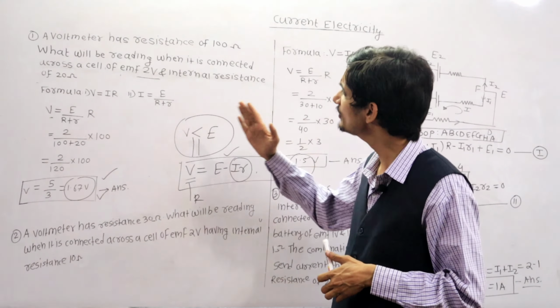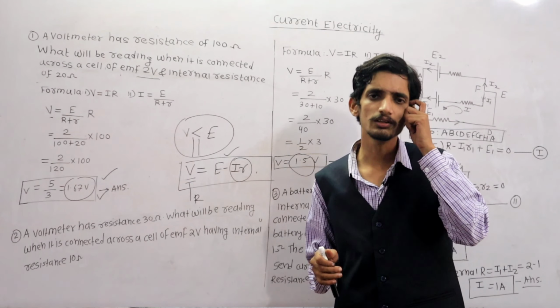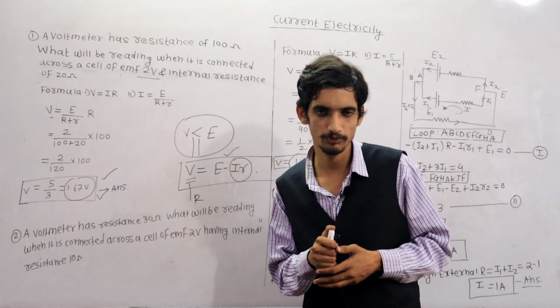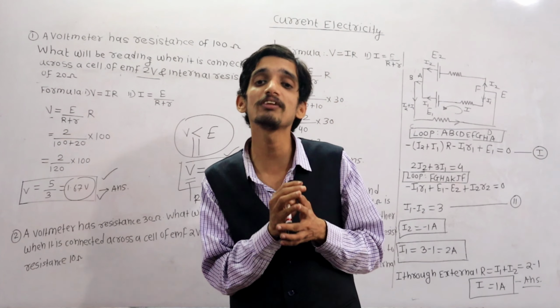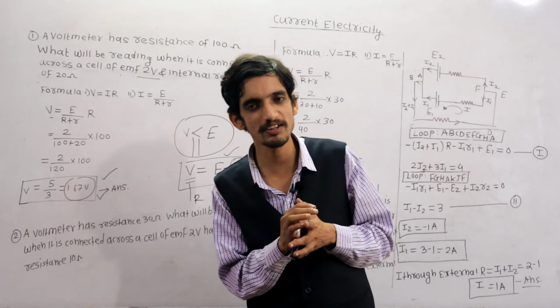So in this way we have completed the first 3 problems, in which the first 2 problems were based on the basic cell, that is the relation between EMF and terminal potential difference, then internal resistance, and the last, that is the third problem, was based on a combination of cells along with Kirchhoff's voltage law. Okay, now we are going to solve the remaining problems.